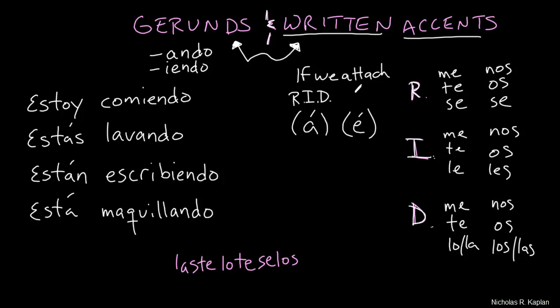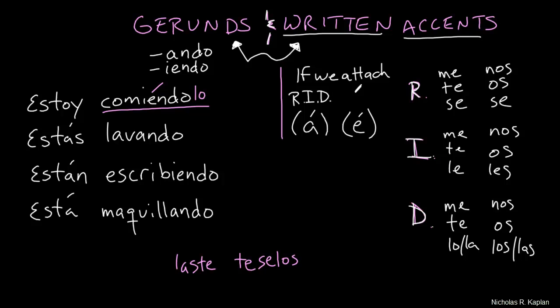So if I'm saying, oh, I don't know, estoy comiendo, I am eating, but I wanted to say I am eating it, maybe like the taco, I could say estoy comiéndolo. Because I attached something extra, I'm going to come back to this word, look for the E, and write a written accent.